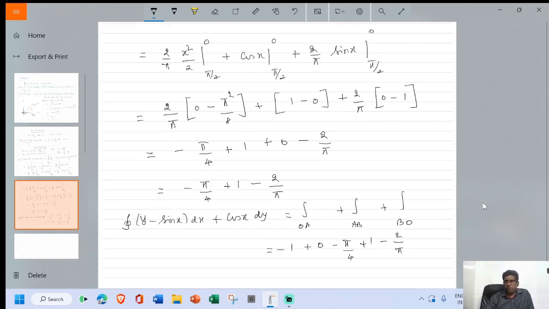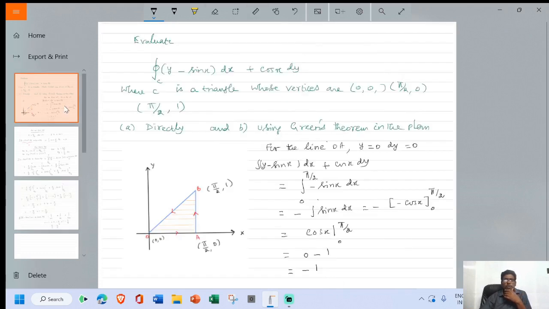The total result is minus 1 plus 1 cancelled out, so minus pi by 4 minus 2 by pi. This is the value of the integral using the direct method. Now we have to solve the same integral with the help of Green's theorem.